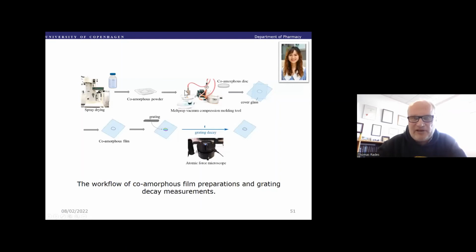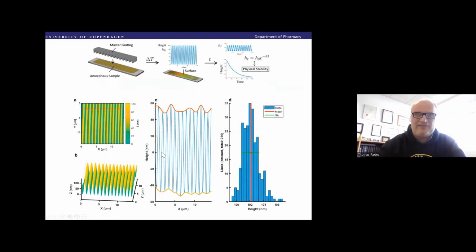But we make a material amorphous. Then we have, for example, what we call co-amorphous here, but it's only 1 to 3% of more or less an impurity, if you like. And then we convert that into an amorphous disk using a melt prep. We heat that up a little, put a cover glass on top, and get a very thin film, and onto this film we press a grating with a certain frequency, a nanometer-scale grating. And this sinusoidal surface, we then watch how it decays over time with an atomic force microscope. So that's the way we are doing this. And this is the type of data we get.